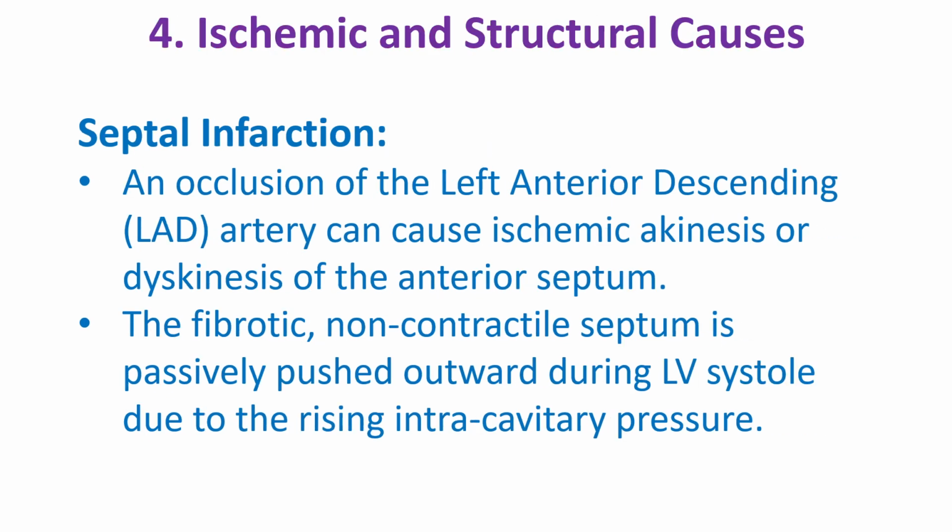Ischemic and structural causes. Septal infarction. An occlusion of the left anterior descending coronary artery can cause ischemic akinesis or dyskinesis of the anterior septum. The fibrotic, non-contractile septum is passively pushed outwards during LV systole due to the rising intracavitary pressure.